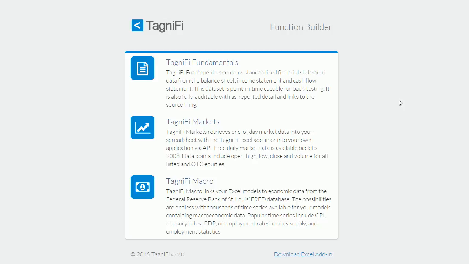There are right now 3 data sets that you have access to: the TagniFi Fundamentals, TagniFi Markets, and TagniFi Macro. Fundamentals is going to be financial statement data from the balance sheet, income statement, or cash flow statement. The TagniFi Market data sets is going to have market data such as high, low, open, close, volume data for any of the stocks we cover. And TagniFi Macro is going to have economic data. So there's about 280,000 time series data sets such as GDP, unemployment rate, new car sales. Any of that data you can pull into your models really easily with the Function Builder. So let's get started and walk through each of these, and I'll show you how they work.